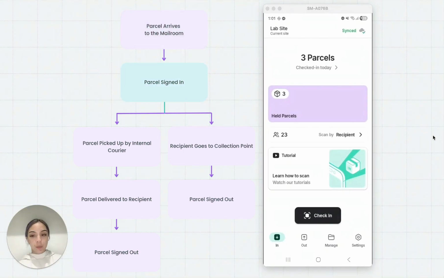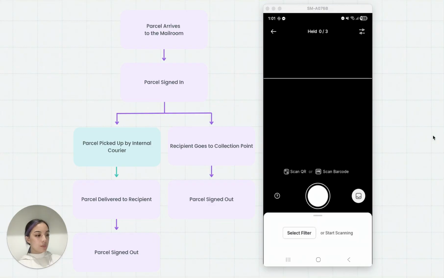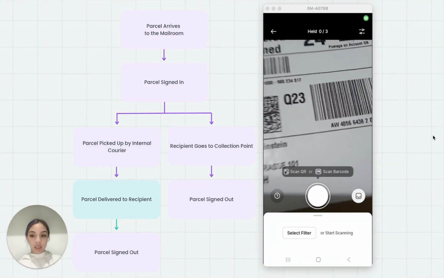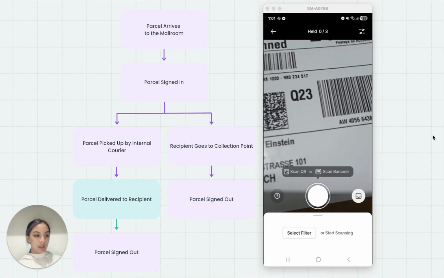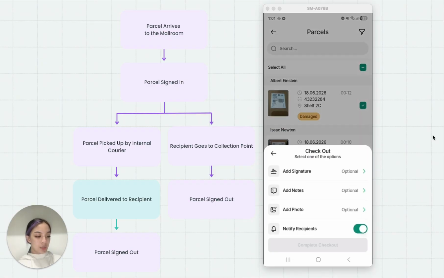Next, I'll show you how to sign out parcels if you have an internal courier who's going to deliver parcels directly to the end recipient. The internal courier will go to the Out tab, select Checkout, and he can either scan the parcel labels or he can select them from the cart. Let's select Albert's parcel and then press Checkout.